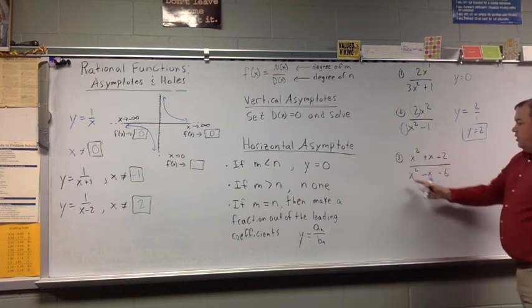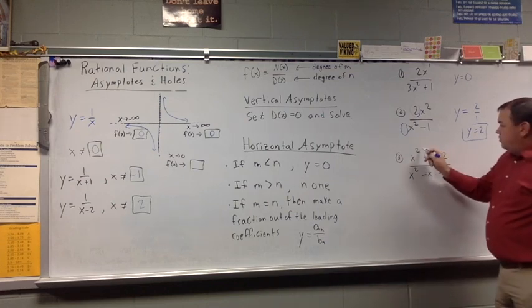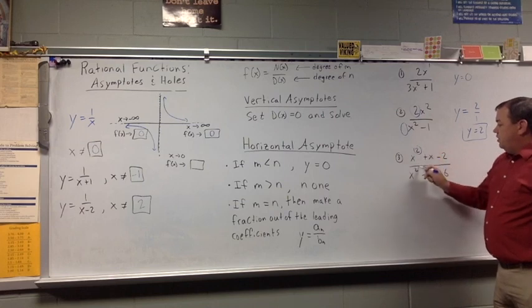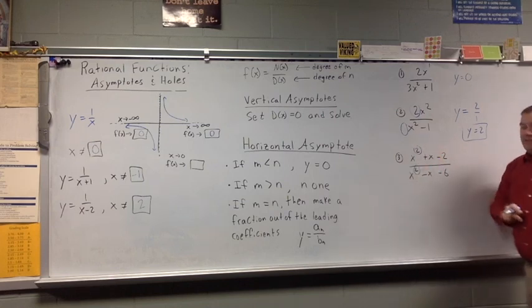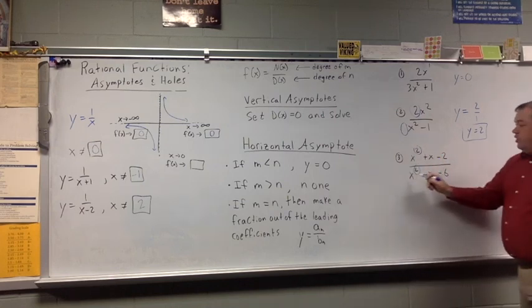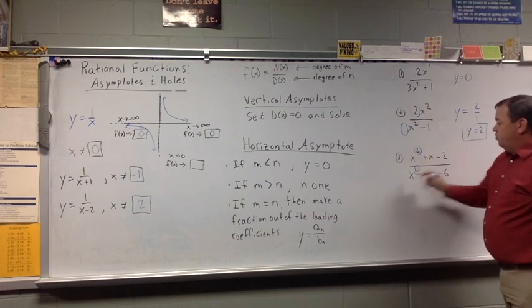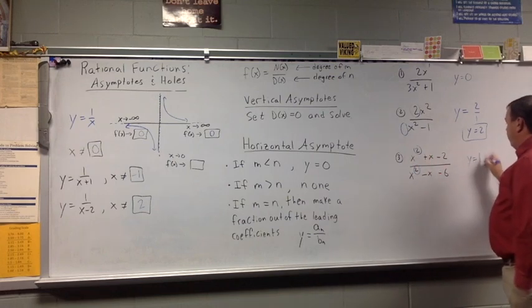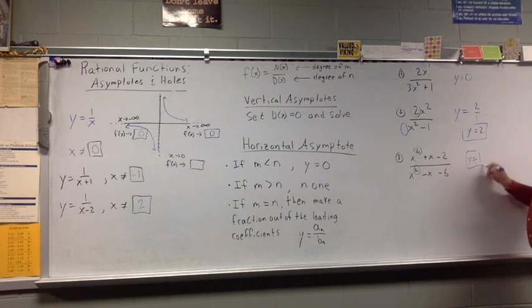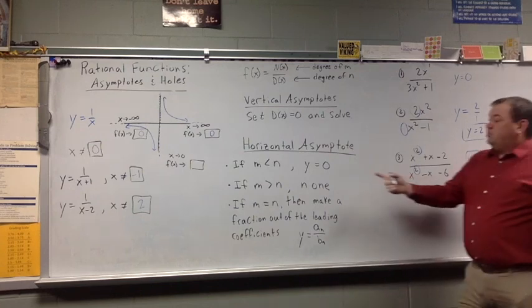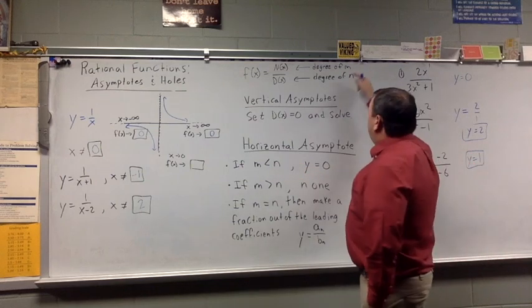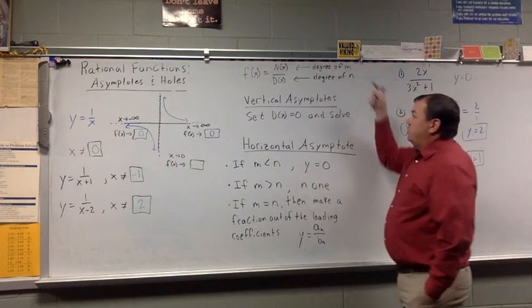On this last one, I have the same situation. I have a squared and a squared. They are the same power. So I take the numbers in front, which are both 1s, make a fraction out of them. There's my horizontal asymptote. So horizontal asymptote is based off of degrees. I'm comparing the degree of the numerator, degree of the denominator.